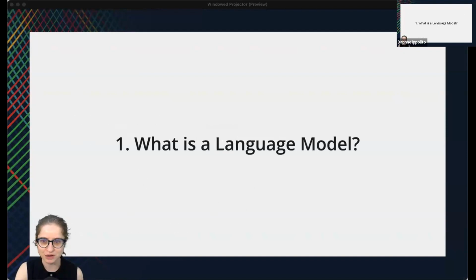All right, so what is a language model? An important point to make is that language models aren't actually generative. Instead, we'll be talking a lot about likelihoods.